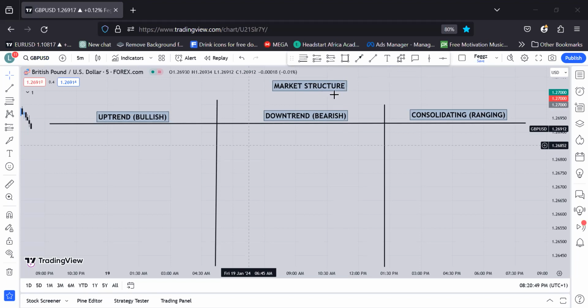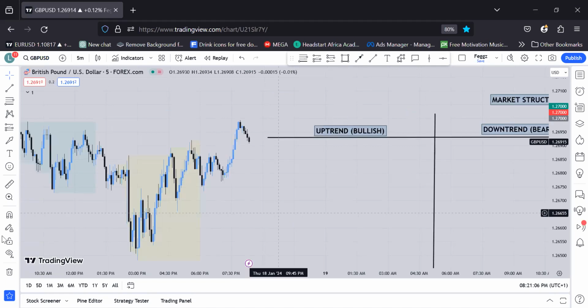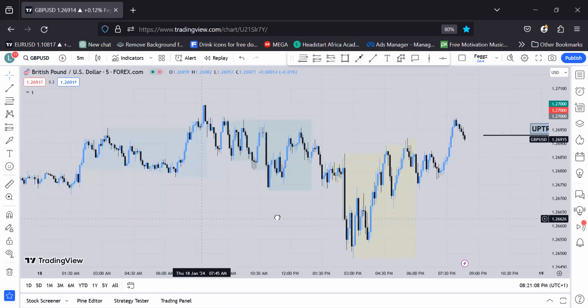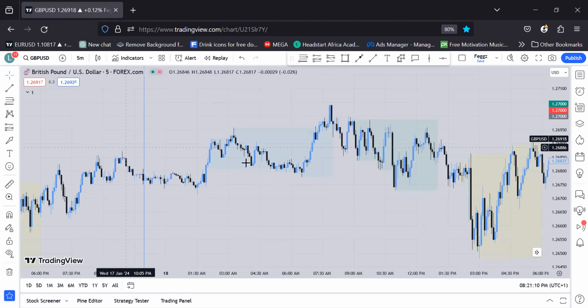So I said we're talking about market structure, and market structure happens to be the way anything is patterned. Structure means pattern, like human structure, that is how a human being is. Since we're talking about forex, in this case, it's how the structure of the market is. As you can see on the charts here, this is market structure.